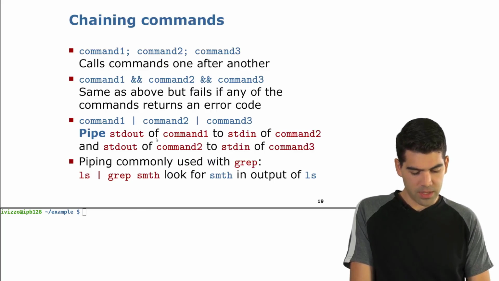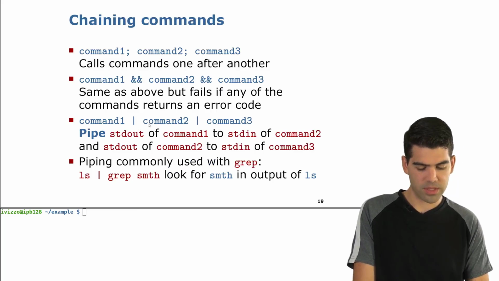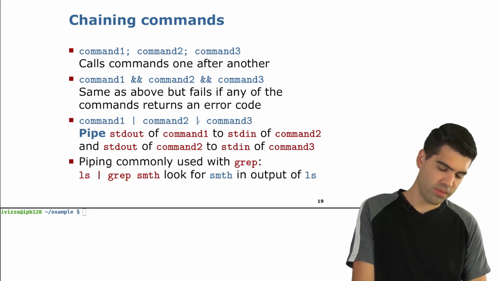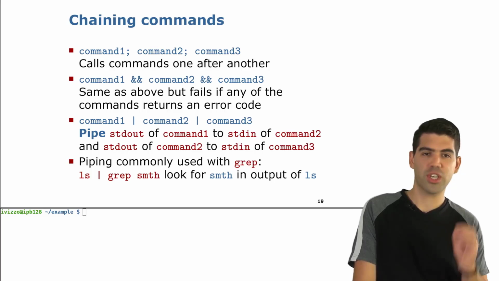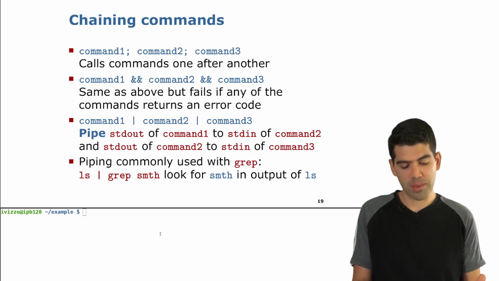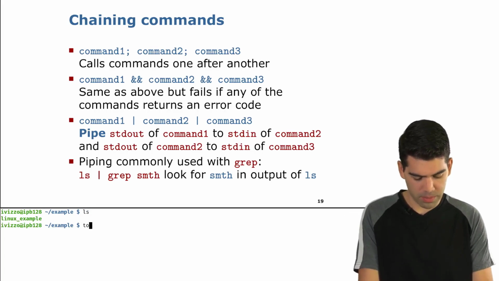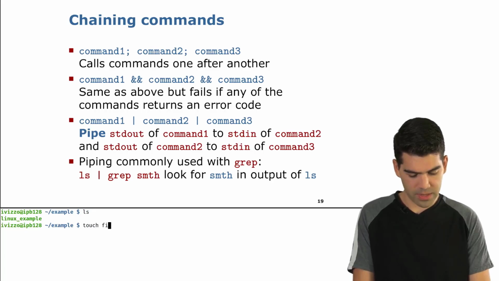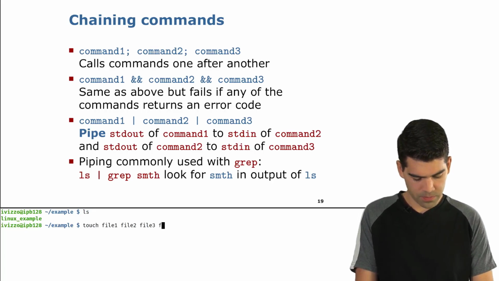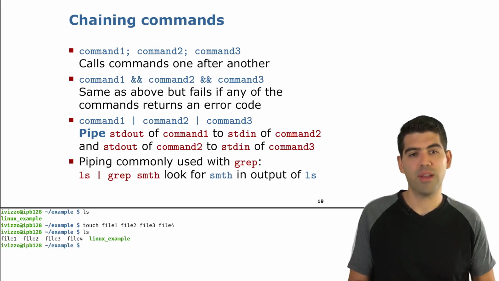And so on. If you have a third command, the standard output of this command is going to be injected into the standard input of the third command. So how can you use pipes to do really cool stuff? For example, let's say you have multiple files. So let's create files again. And then let's say you're looking for file 3.